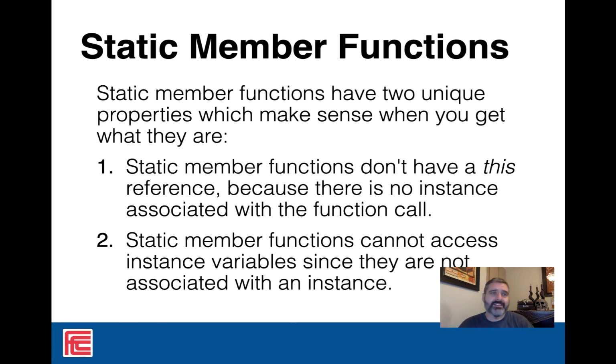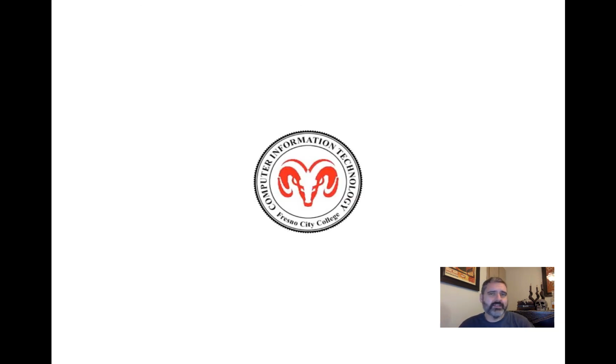They also can't access instance variables, right? If I go up to A&R and I say, student class, what's your major? That doesn't make sense. Admissions and records doesn't have a major. Students have majors. Admissions and records are just the place where we create students. So you can't access instance variables, and you don't have a reference to an instance itself with this inside of a static member function. And that is kind of it for this week.